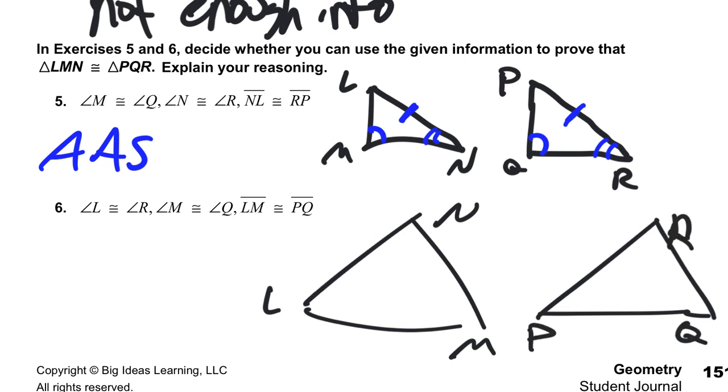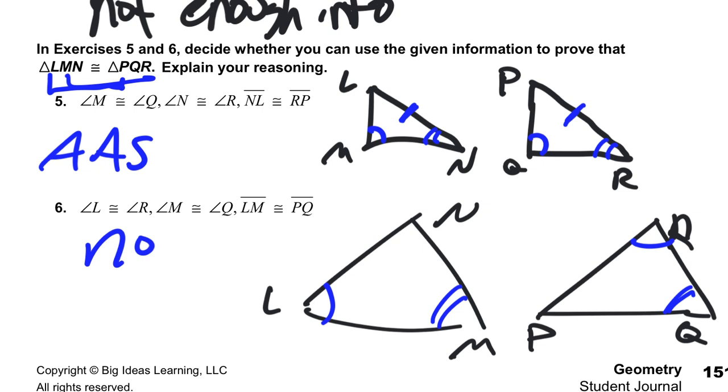And let's just actually mark these again. It says L and R are congruent. Whoa, whoa, whoa. L is supposed to be congruent to P. And this says M is congruent to Q, which does match up here. So I'm going to say no.